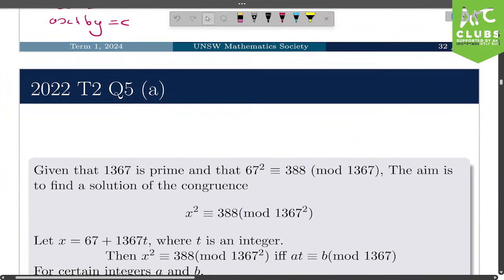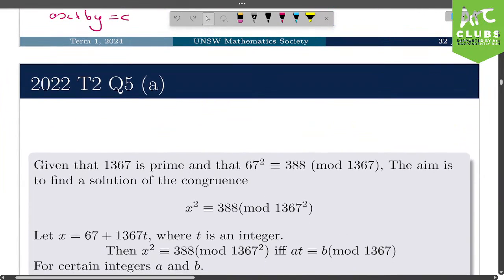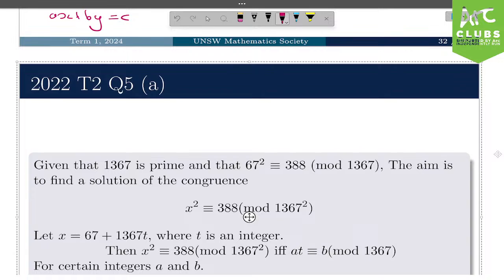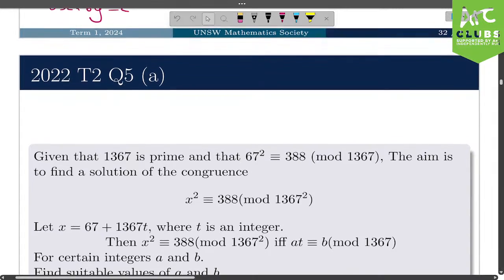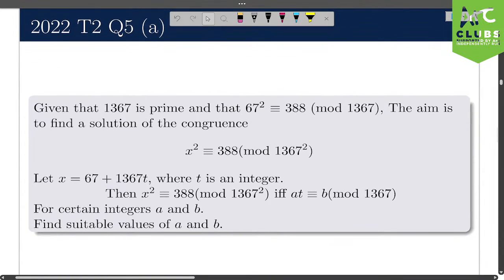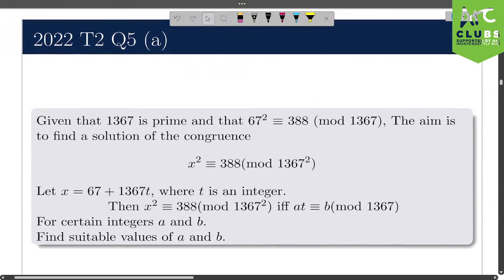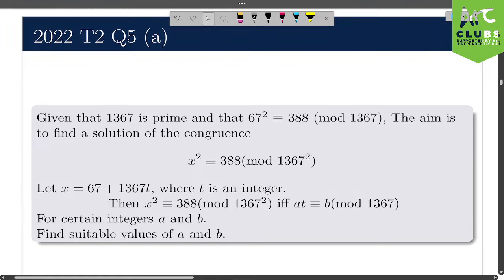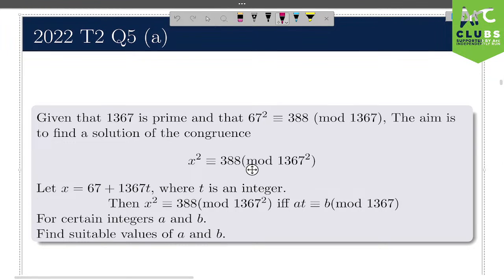Okay, so here's another example. Given that 1367 is prime, and specifically that 67 squared is equal to 388 mod 1367, we're given that this number here is a prime. We're given that 1367 is prime. We're also given this congruence in mod 1367.